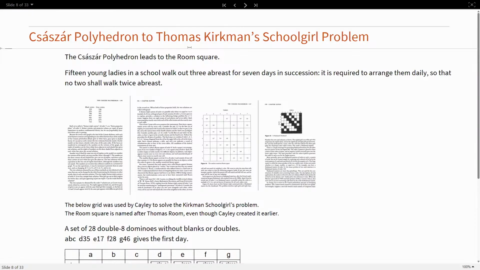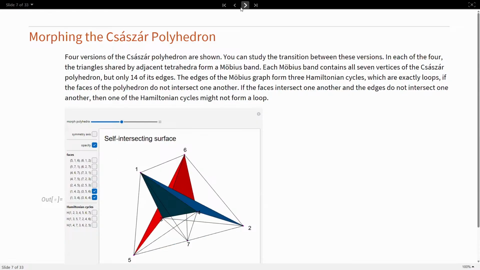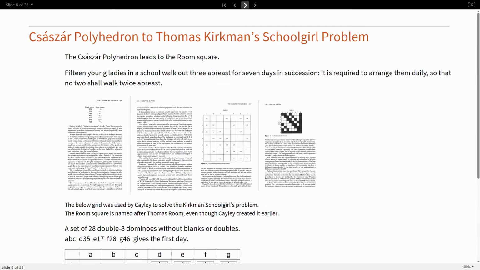He further showed how this is our polyhedron. There are two sets of Fano planes involved with this polyhedron, and from those you can make what's called a Room square, named after Thomas Room, and that Room square can be used to solve the Kirkman schoolgirl problem.